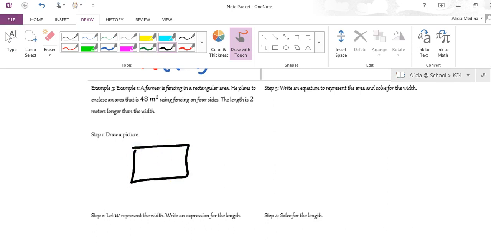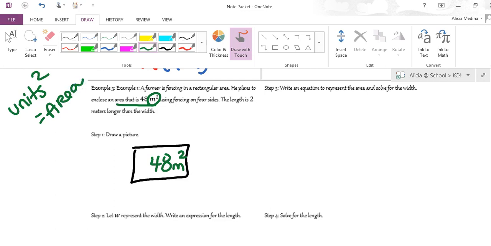Some things that we know is that the area is 48. Right? We know that's what it is. The other thing that gives that away is that meters squared. So anytime you see units squared, that's always going to be your area. Right? If it was units cubed, it would be volume. So let's go ahead and look at what each side is.